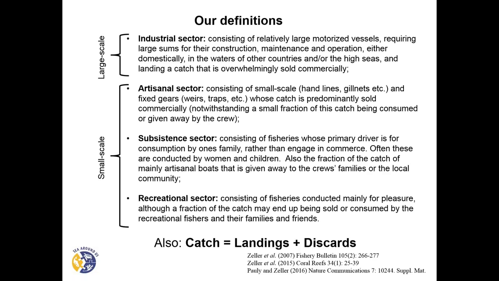The reason for that is it does not make sense to have a single global definition. Because think about this, a boat that might be defined as an artisanal fishing vessel, let's say in Europe or in North America, that same vessel, the same size, the same engine capacity, if it would be transposed into somewhere in East Africa or in Asia, it might all of a sudden become a large-scale industrial vessel. So a single hard-bound global definition does not make sense. And as we already indicated, when we talk about catch, we mean the landed catch plus the discarded catch.